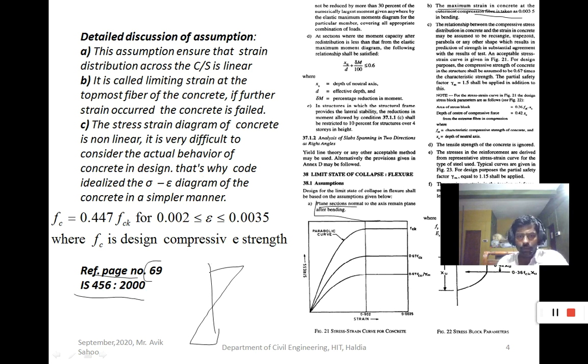So the maximum compressive strain, if I say it is a cross section, this is the neutral axis. The maximum strain occurs at the topmost fiber. If sagging occurs, then the fibers above the neutral axis are in compression, and the fibers below the neutral axis are in tension. So the topmost fiber has the maximum compressive strain, and this strain is how much? 0.0035. This is called the limiting strain.